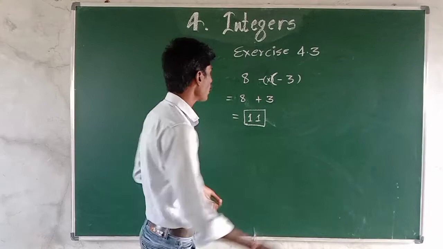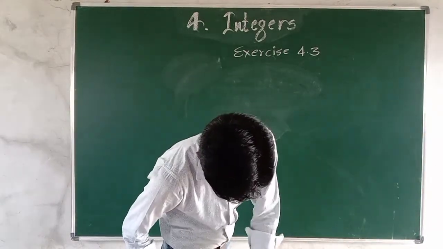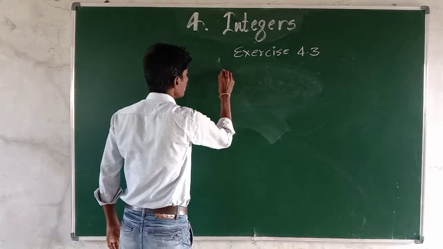We will take another example, that is 20 minus, minus 27.